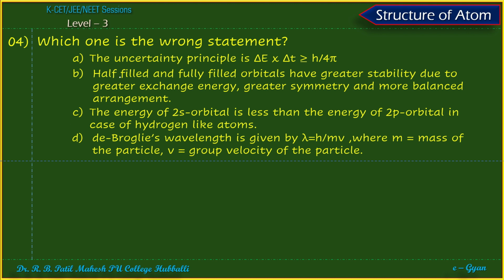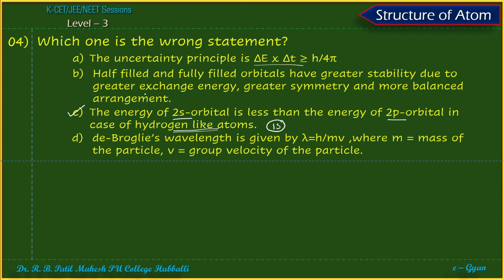Dear students, it is a theoretical or knowledge based question. Wrong statement is option C, because in hydrogen like atoms we will be having only one orbital, and that is 1s orbital. There are no 2s and 2p orbitals. Hence the wrong statement given is option C.